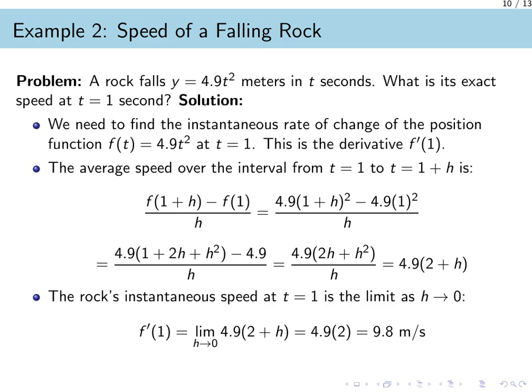After substituting our function and simplifying the algebra, this expression becomes 4.9 times the quantity 2 plus h. To find the instantaneous speed, we take the limit as this small time interval h approaches 0. The limit of 4.9 times the quantity 2 plus h is simply 9.8. This means the rock's exact speed at 1 second is 9.8 meters per second, confirming our earlier estimate was correct.